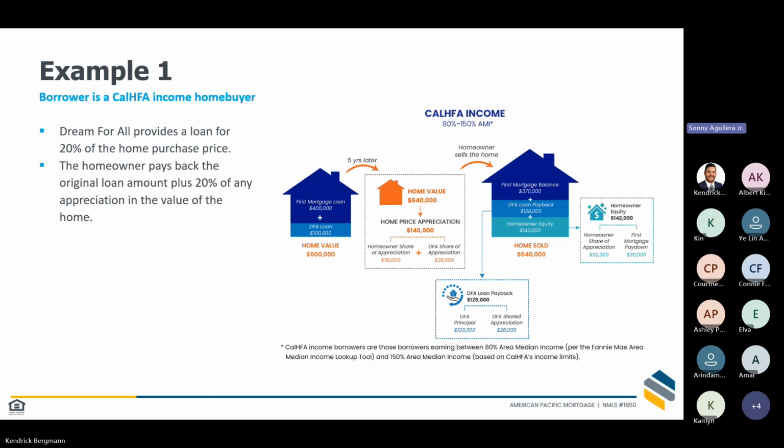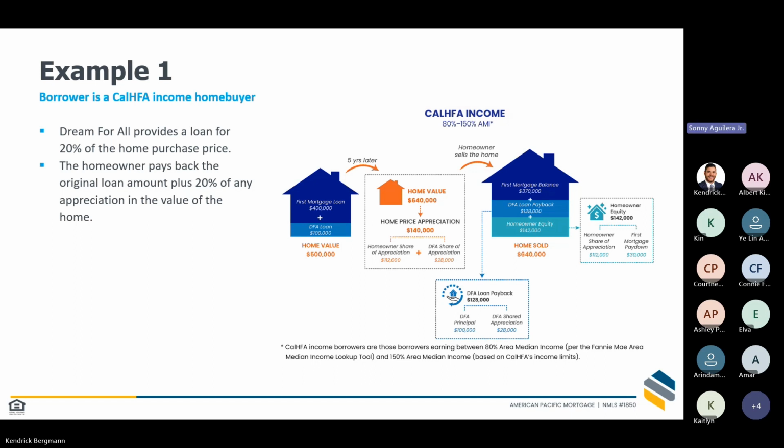Say 5 years later, your home appreciates to $640,000. Your home appreciation at that point is $140,000. Homeowner share of appreciation is $112,000, and the Dream gets $28,000. So when the homeowner sells the home, you owe $370,000, you pay back $128,000, your equity is $142,000, and that's what you net out. So it shows you on this graph how everything breaks down in terms of the repayment, and that's how this works in terms of the payback.